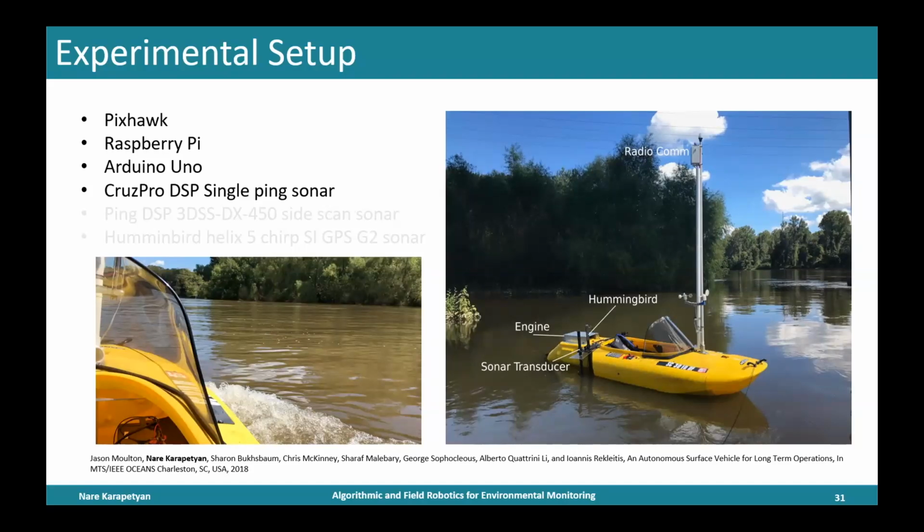This boat can carry different types of sensors on the sides, and they are very modular. Depending on the type of sensor, if you have the mounting capability, you can put it on the boat.